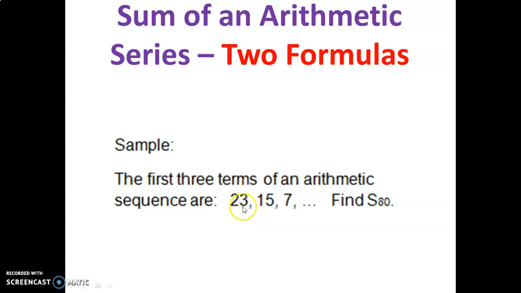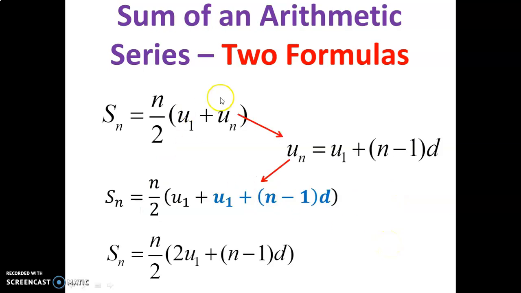And now let's look at this example that's given on your page. We are told the first three terms of an arithmetic sequence are this. Let's confirm it's arithmetic. Okay, down by 8, down by 8. Great, it is. Common difference of negative 8. It says find the sum of the first 80. So now, if we wanted to use this first formula, well, we know the first term, but we don't know the last term, which is the 80th term.